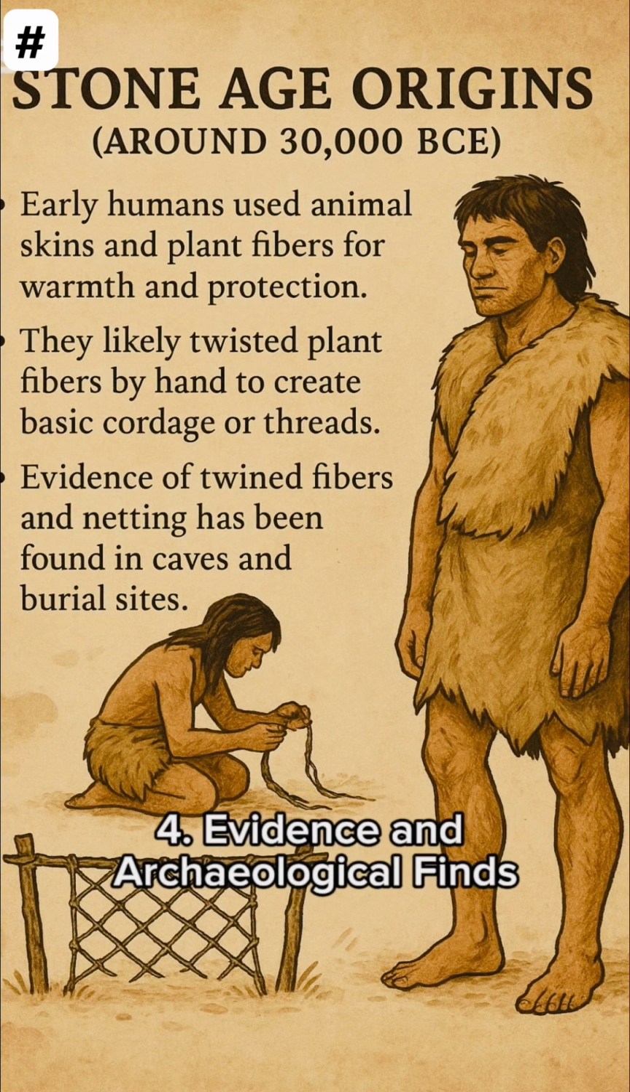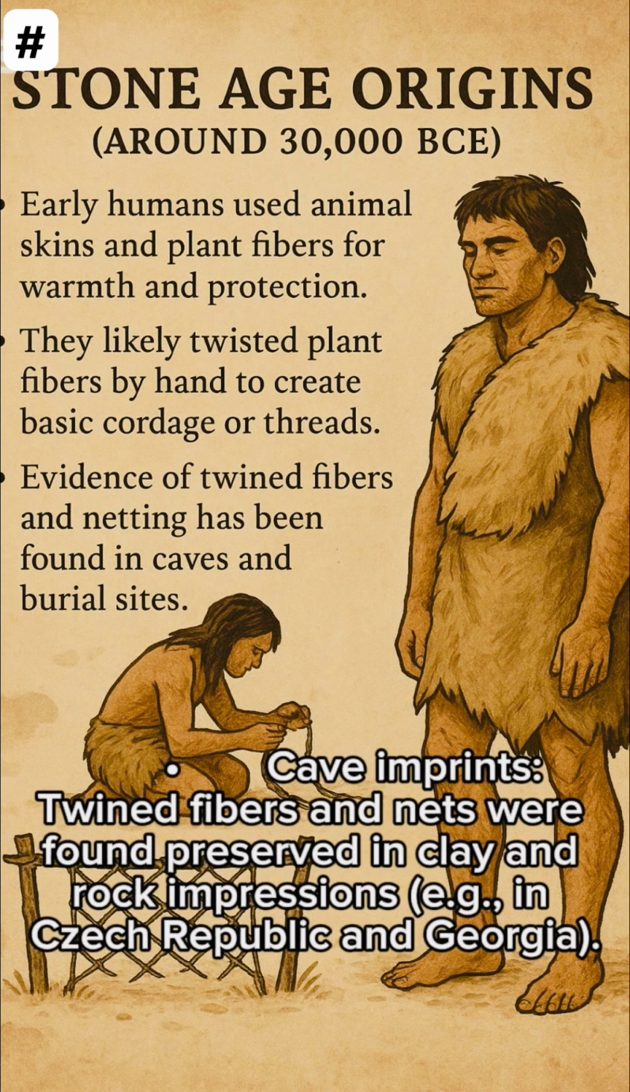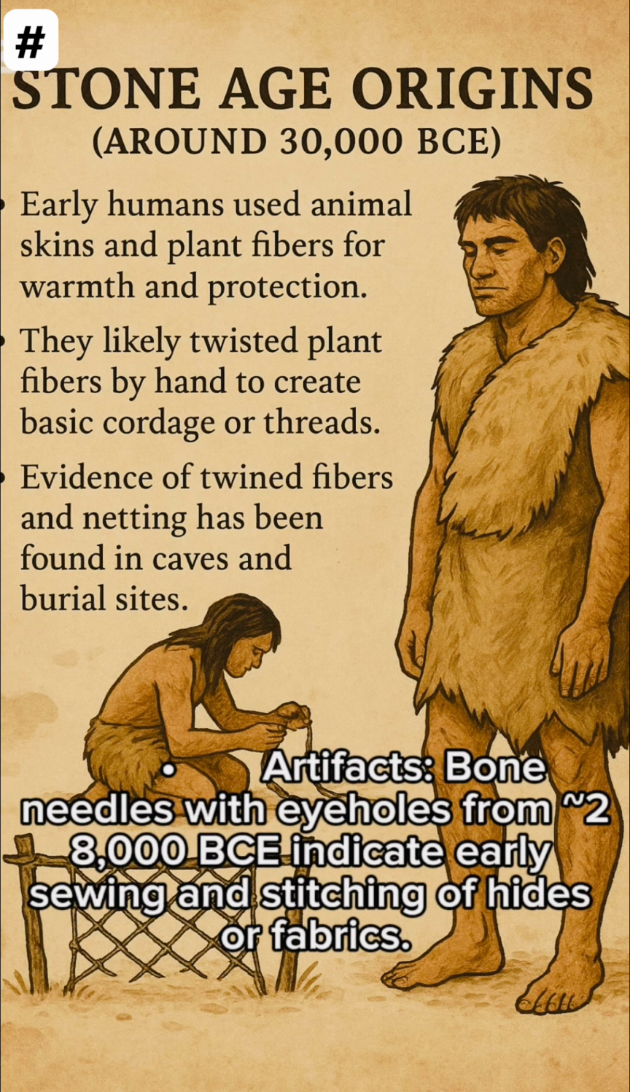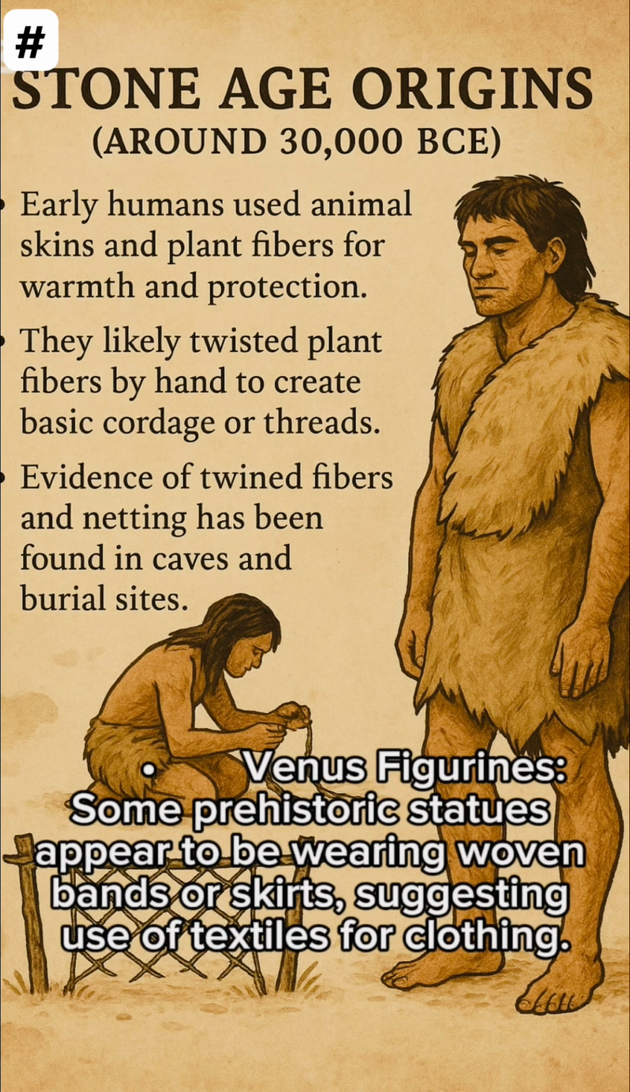4. Evidence and archaeological finds. Cave imprints, twined fibers and nets were found preserved in clay and rock impressions, for example, in the Czech Republic and Georgia. Artifacts: bone needles with eye holes from 28 BC indicate early sewing and stitching of hides or fabrics. Venus figurines: some prehistoric statues appear to be wearing woven bands or skirts, suggesting use of textiles for clothing.